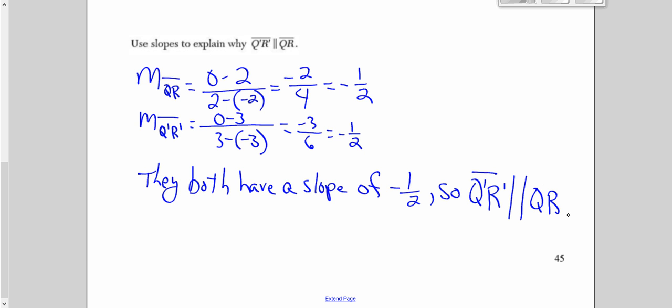Okay? With me on that? So they said use slopes to explain. So you have to find the slopes, get them simplified and reduced, and then you can compare them directly and explain. Any questions on this one? All right, then. One more to go. Moving along. Last one.